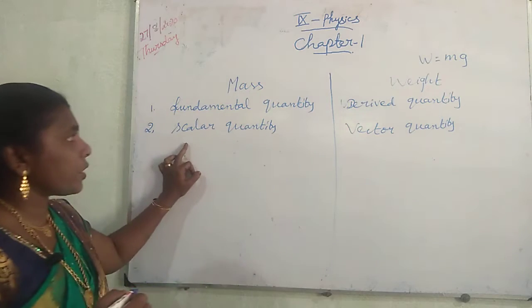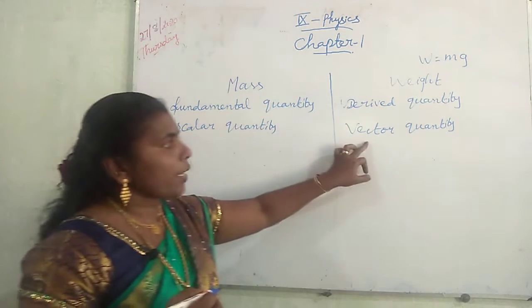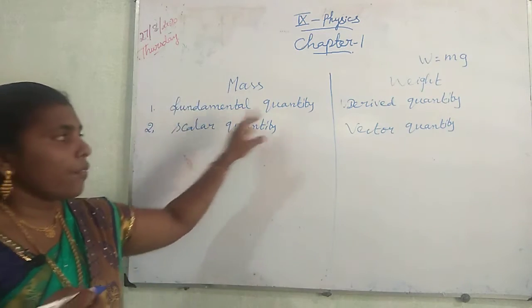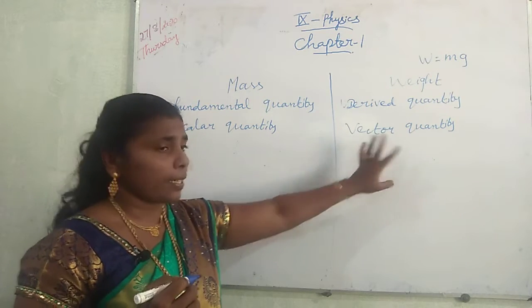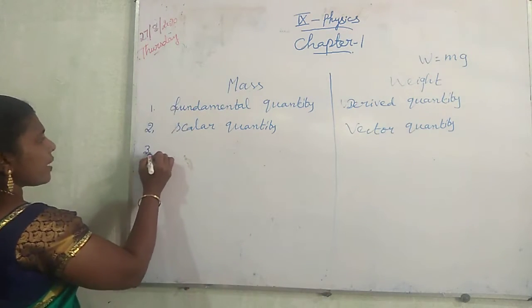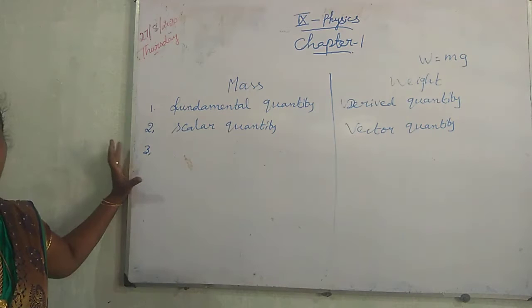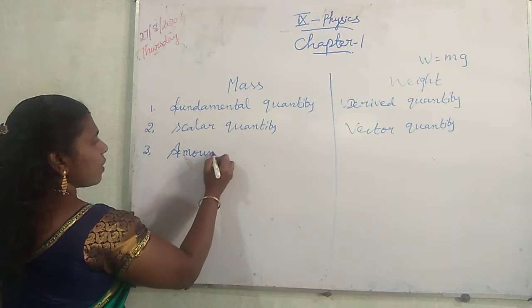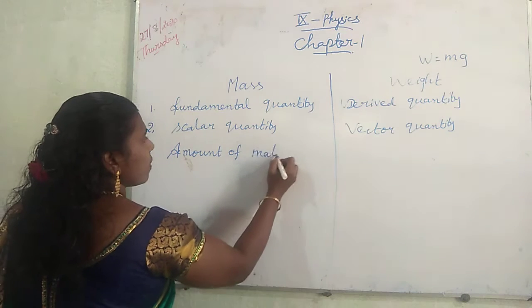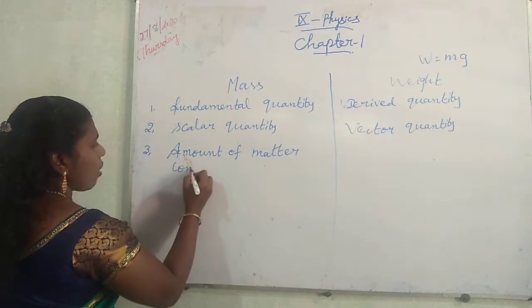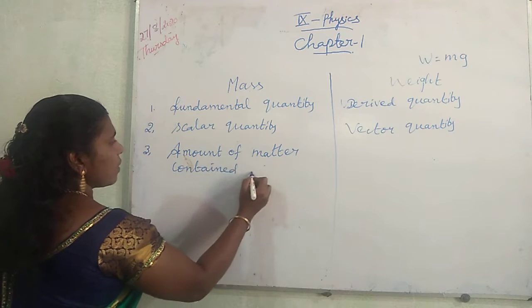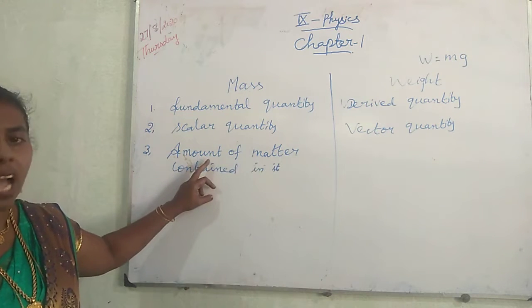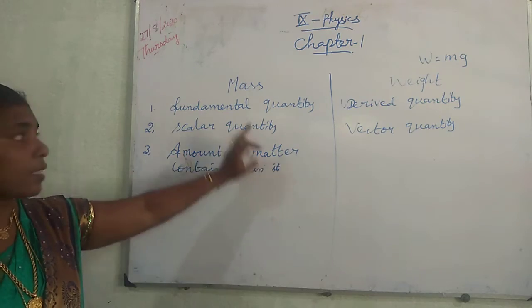Why do we say scalar quantity? Only magnitude is there. But in a vector quantity, both magnitude and direction are there. Then the third point is the definition. What is the definition of mass? Mass is the amount of matter contained in it. So the definition of mass is: the amount of matter contained in it is called mass.